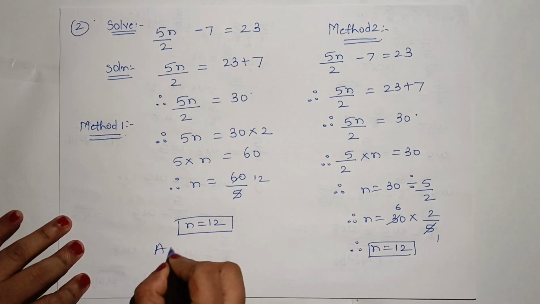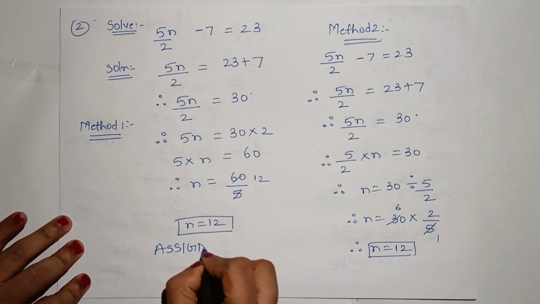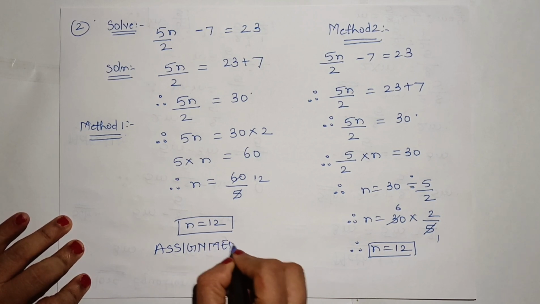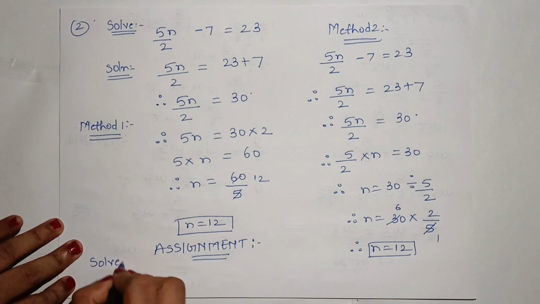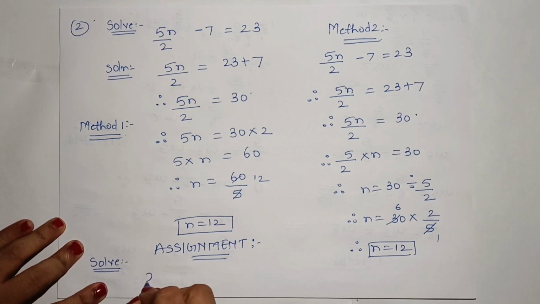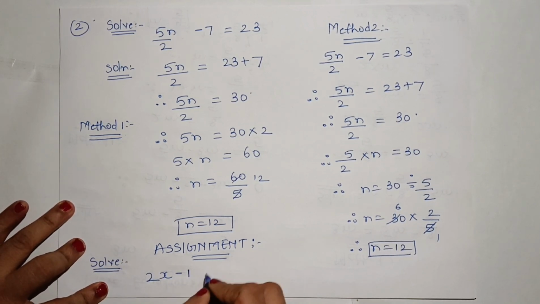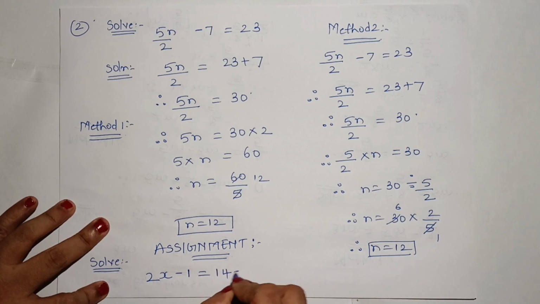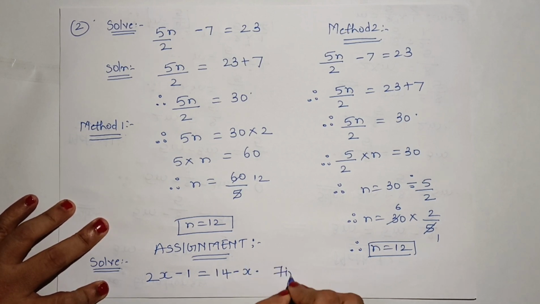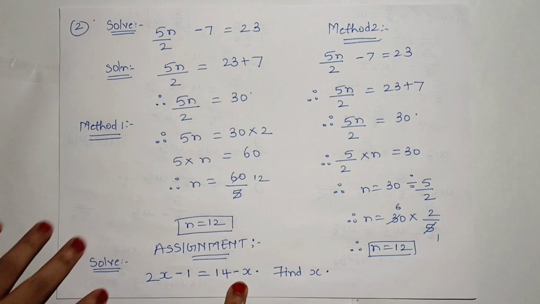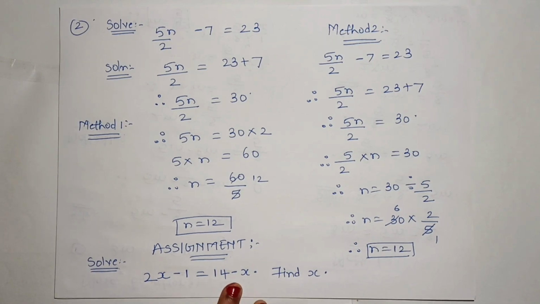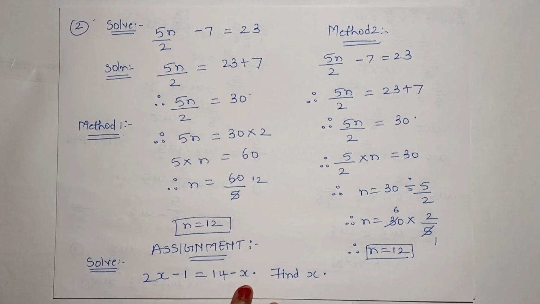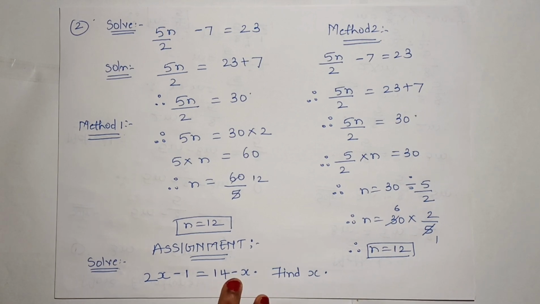Now one assignment sum will be given. Please practice. In case if you have doubt, please let me know. The question says solve 2x minus 1 equals 14 minus x. Find x. Find x means you have to find out the value of x. So please solve and let me know in the comment section the answer. In case if your answer is incorrect, no problem, I'll teach you then and there.